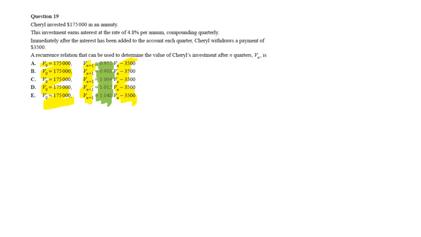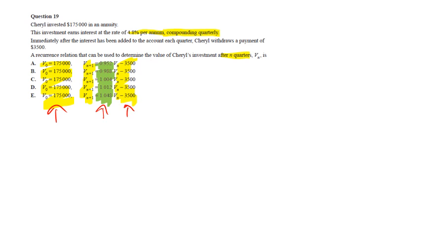Now, let's have a look at the question and what it's saying. So Cheryl invests 175,000. Well, that's that part, yes. It earns 4.8% interest. Now, that's the critical part there, but let's make sure we're checking all the details. Now, what we need to look at is it says 4.8 per annum, but compounded quarterly. All right, now Cheryl withdraws a payment of 3,500. Well, that's that minus 3,500. So we just need to see what it says here, and it says the recurrence relationship is about n quarters.